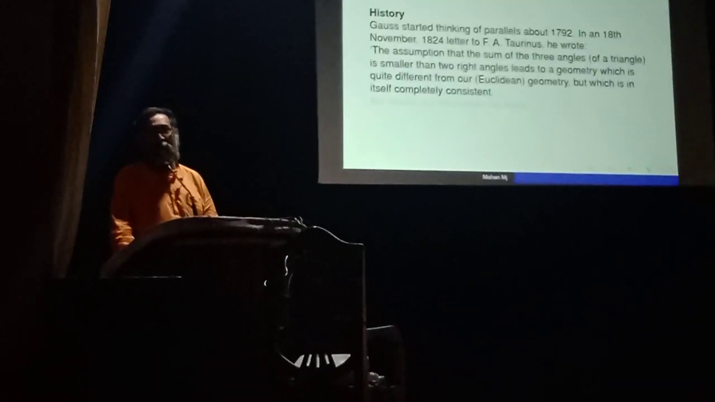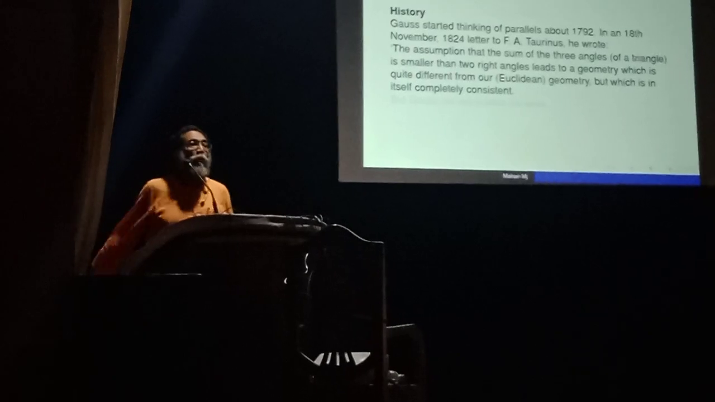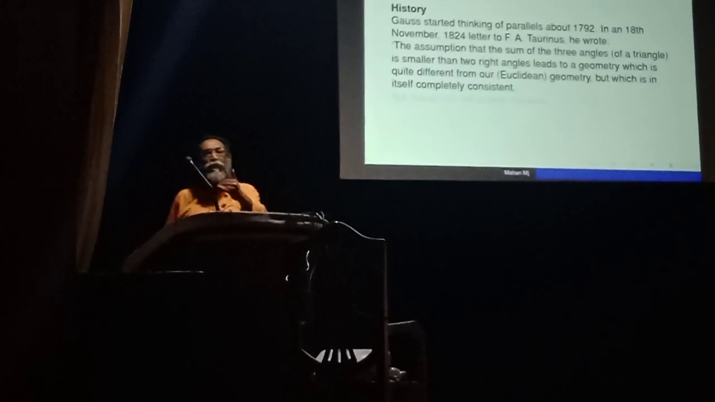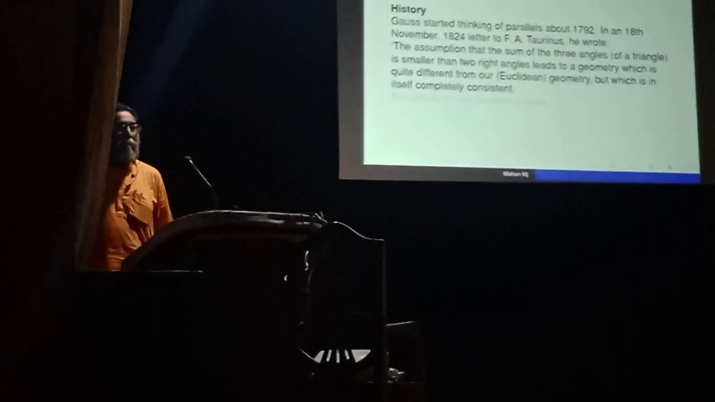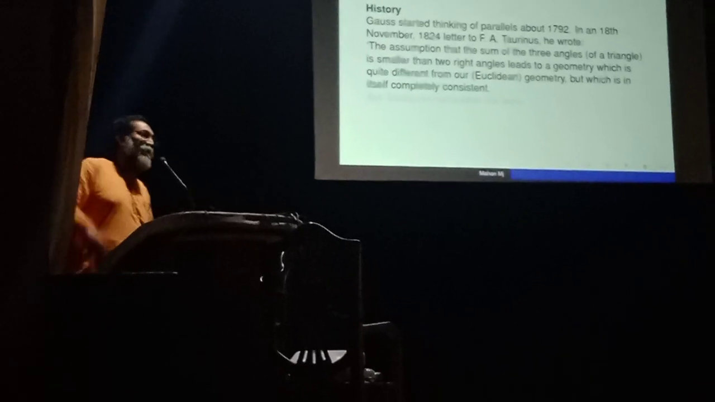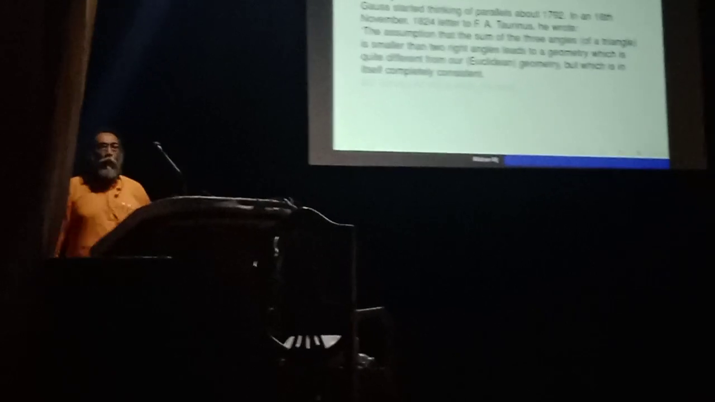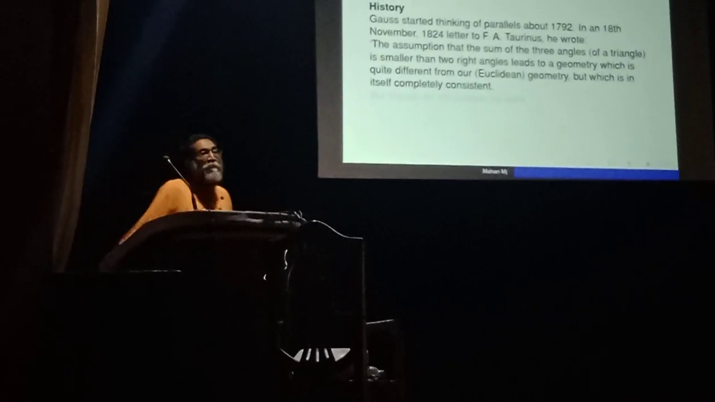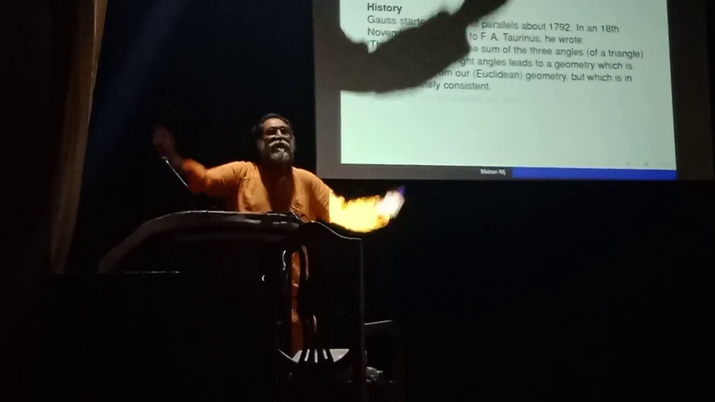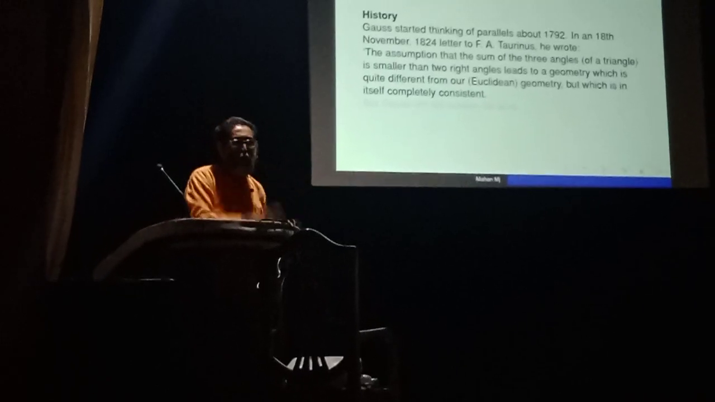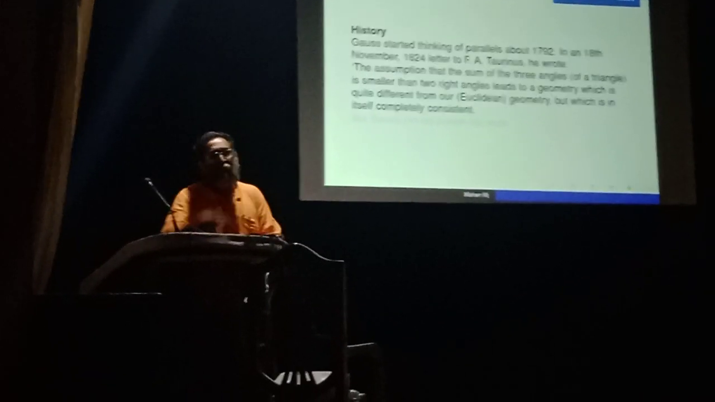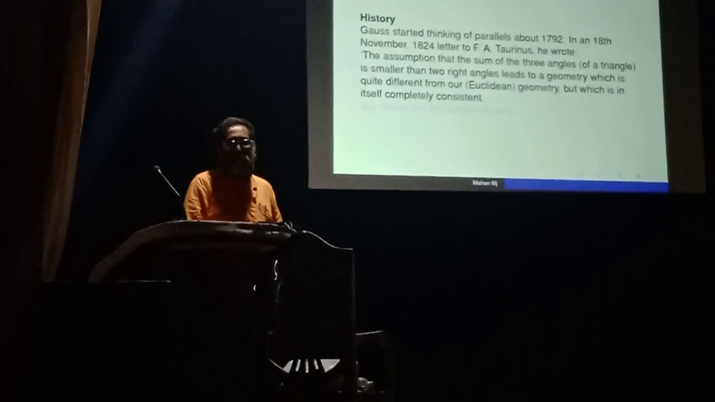That's the conclusion. So the problem that was posed was: prove the fifth axiom from the remaining four. Some people would have tried to prove it, some people would have tried to disprove it. What this conclusion is basically saying is that it's an independent axiom. It neither follows from the others, nor does its negation follow from the others.